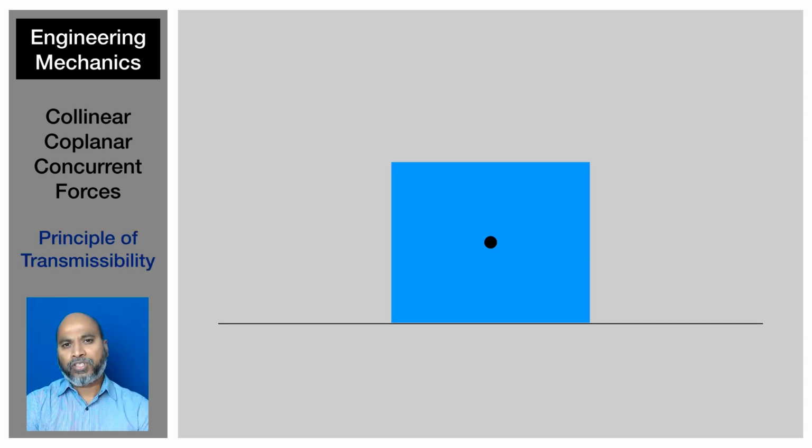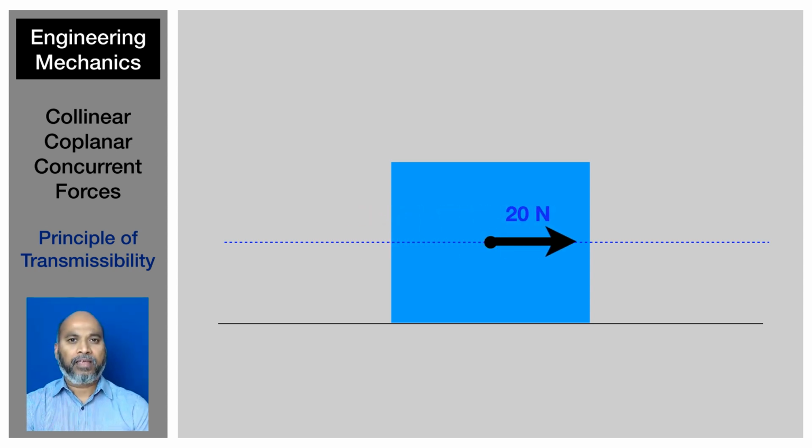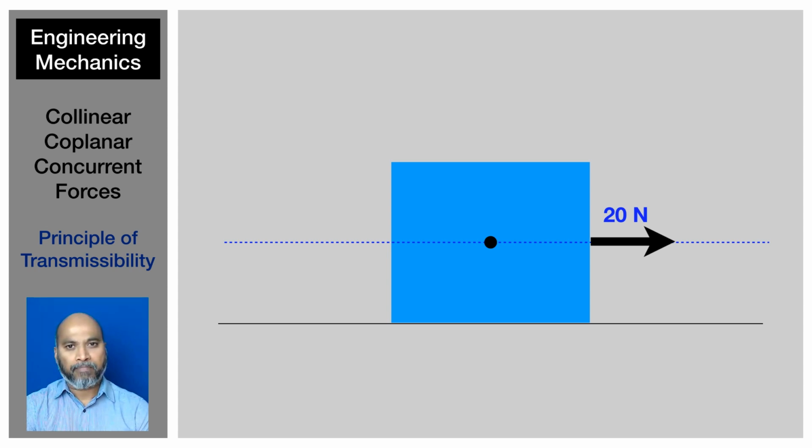Right, so I want to mention the principle of transmissibility in connection with the collinear forces. Let's say now this is the line on which the forces are applied. Let's say we apply a force of 20 newtons on the left hand side of this box. It is the same as applying the force in the center. And it is also the same as applying the force on the other side, on the right hand side. So whether it is on the left or in the center or on the right, it doesn't make a difference. The whole result will be the same. That's the principle of transmissibility.